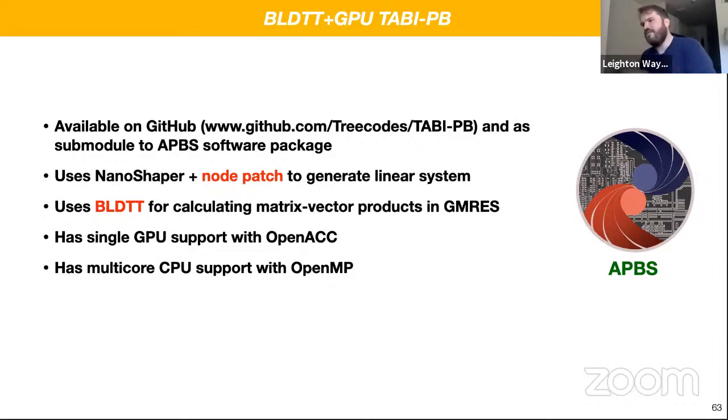The next slide, I'm just going to very quickly touch on that. We use BLDTT and a lot of the ideas in BaryTree for calculating these matrix vector products in GMRES. So we currently only have single GPU support. And we also have multi-core CPU support with OpenMP because it's an easy free win to do that.